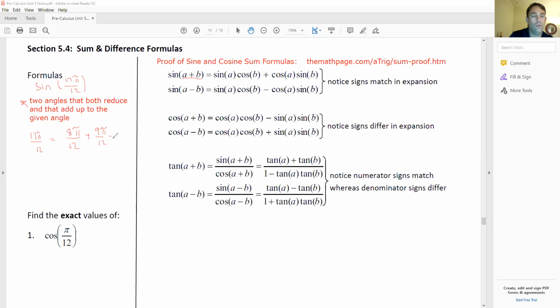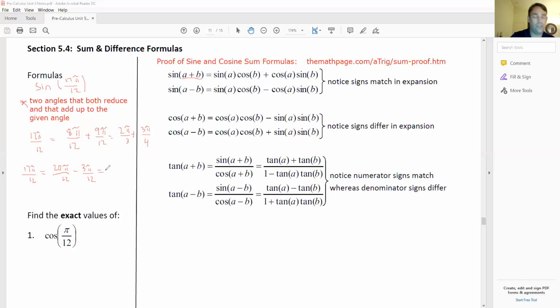We want angles that reduce, because 8 pi over 12 would be an angle on our unit circle that we do know, which is 2 pi over 3. And 9 pi over 12 would be an angle on our unit circle that we know, which is 3 pi over 4. And again, they don't have to be angles that would add. They could be angles that would subtract. So we could say something like 20 pi over 12, that would reduce. And 3 pi over 12, that would also reduce.